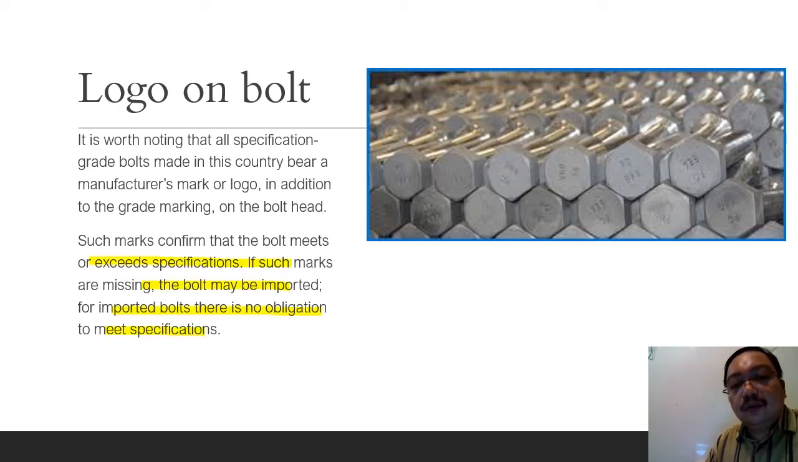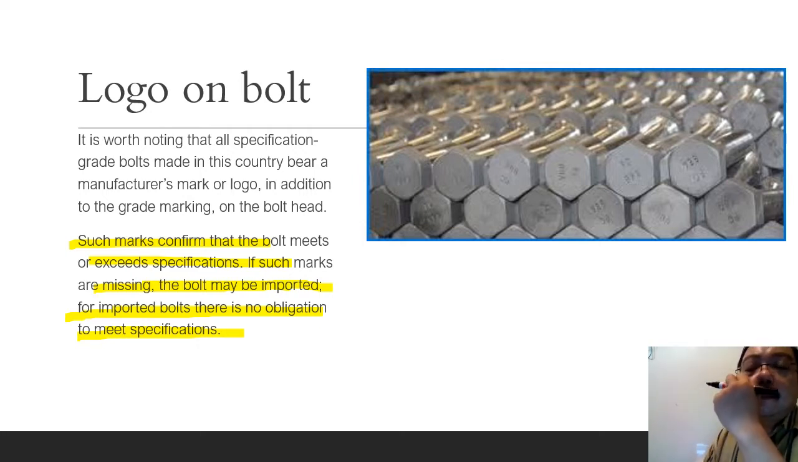So it is important that if the logo is missing, it is advisable not to accept that bolt. Such a logo might confirm that the bolt meets or exceeds specification. If such a mark is missing, the bolt may be imported, and for imported bolts there is no obligation to meet specification. So this is an important thing. If you are dealing with a structure that needs quality, buy quality bolts, and this quality bolt must have a logo, from any company.